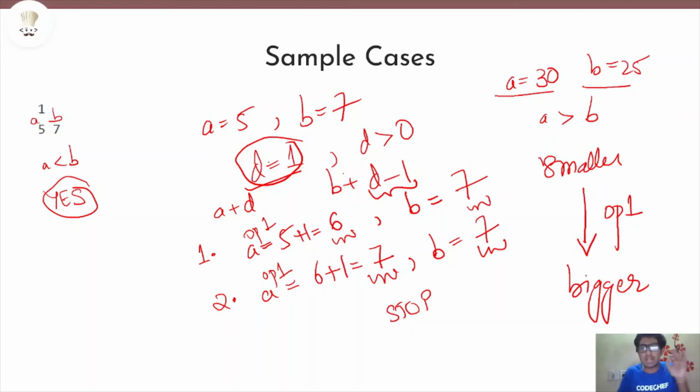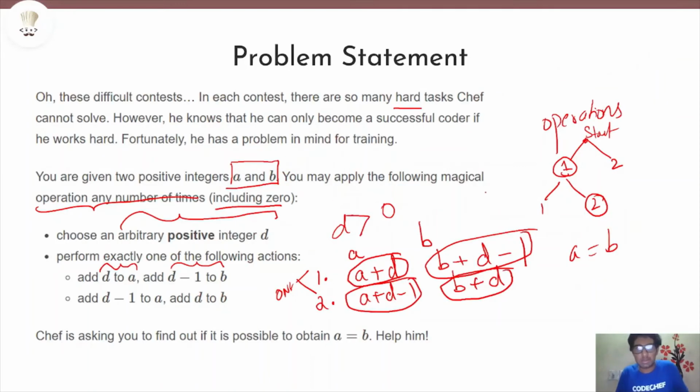If we fix our D to be 1, let me go back to this slide. If we fix our D to be 1, our operation of type 1 is nothing but incrementing the value of A by 1 and keeping the value of B the same. Operation of type 2 is nothing but keeping the value of A the same and incrementing the value of B by 1. So these operations transform to very simple operations.